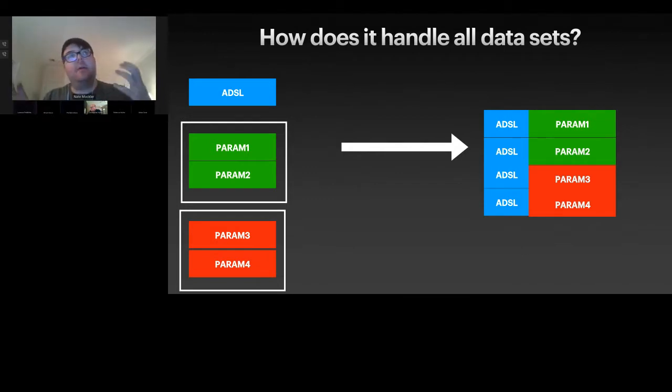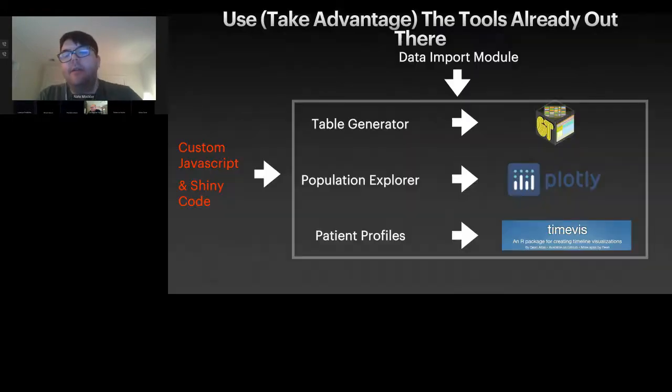So you can just have one data set that you can customize and operate with. And because we just treat every data set as a collection of params, it allows us to generalize it to work for any sort of basic data structure data set. We want to take advantage of the tools that are already out there. There's a very vibrant ecosystem in R that can do a lot of table generation and figure generation, so we want to take advantage of that.